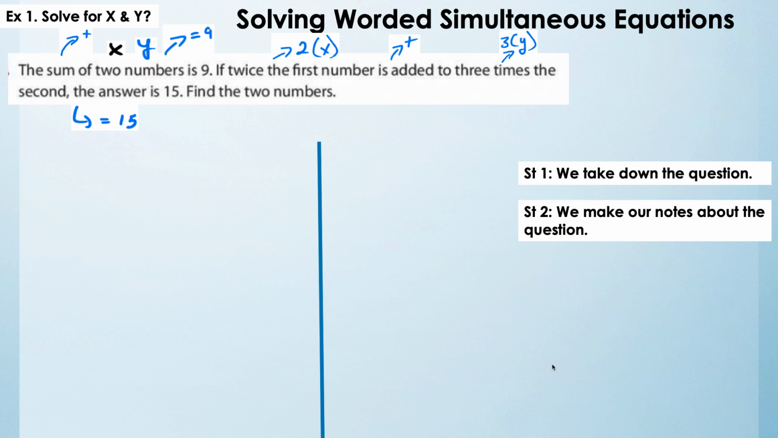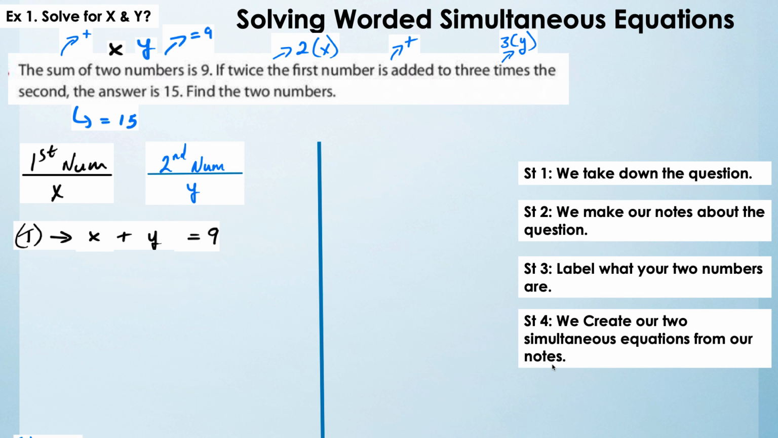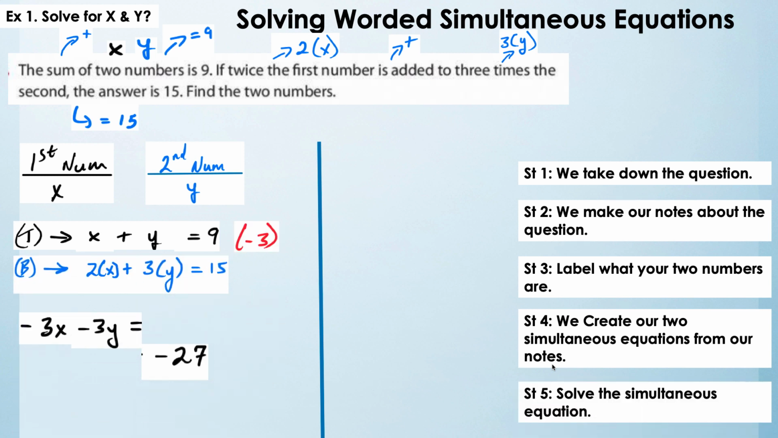When this comes up in the exam, obviously it's going to be hard. You've got to make little notes of it. That's how you get out your equations. So simply, x plus y is equal to 9, 2x plus 3y is equal to 15. Solve it like any normal simultaneous equation.